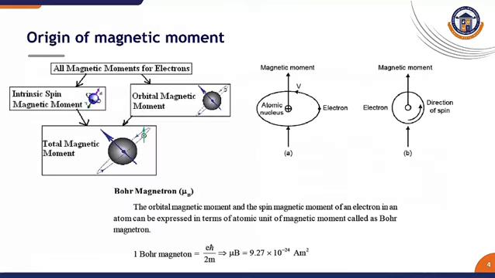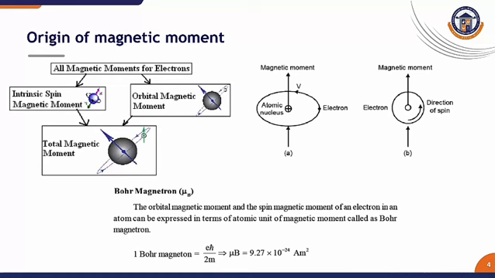And then the origin of magnetic moment. The origin of magnetism lies in the behavior of electrons inside atoms. Electrons contribute to magnetism in two ways. The first one, orbital magnetic moment, and the second one, spin magnetic moment. Orbital magnetic moment is due to the motion of an electron around the nucleus. Spin magnetic moment is due to the intrinsic spin of electrons.